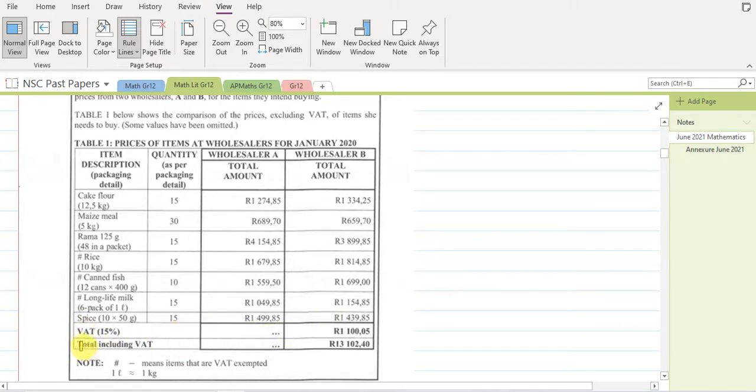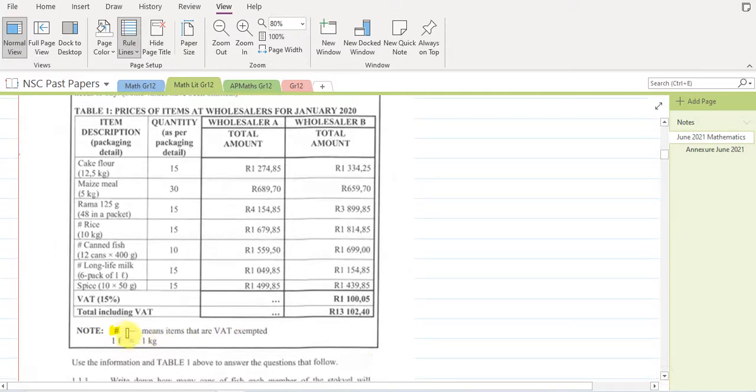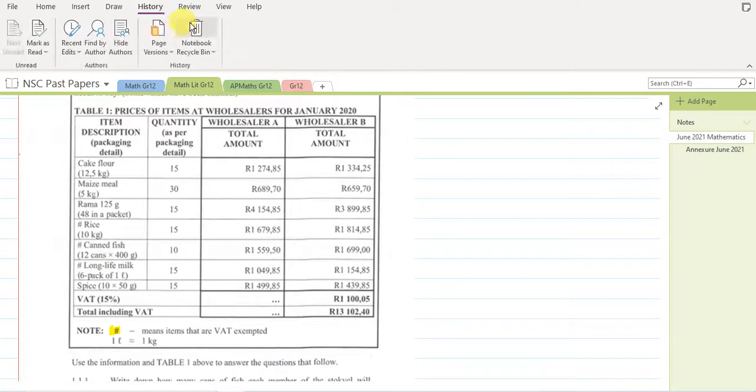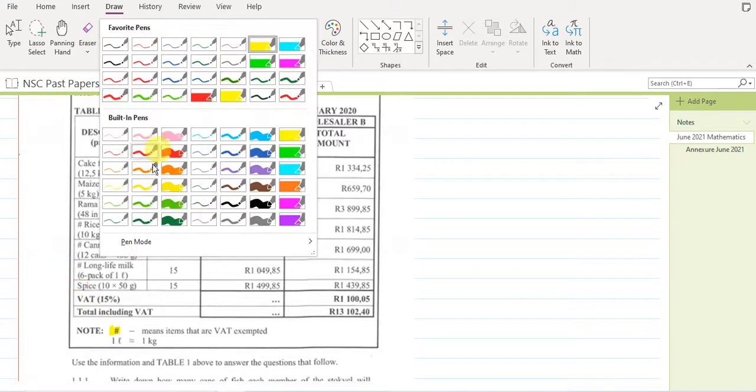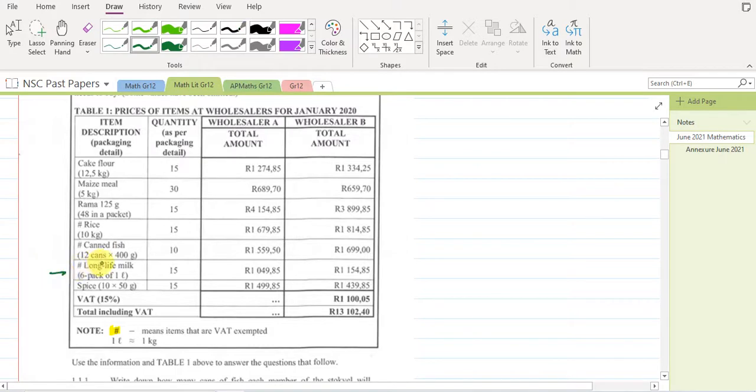VAT, 15% VAT. Now remember the hash, they have a footnote here which says hash means items that are VAT exempted. So we have some items that are VAT exempt. So in this total, when you're calculating VAT of 15%, some items are VAT exempt. So which items are VAT exempt? Let's have a look at the items that are VAT exempt. It's the long life milk, right? Canned fish. The rice is also VAT exempt, right? And the other 4 of them take VAT of 15%.